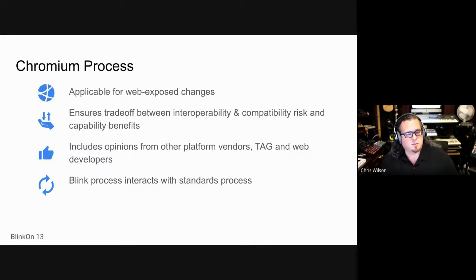And the process that we use in Chromium for all web exposed changes is called the Blink process or the Chromium process, or sometimes the intent process, whatever you call it. Its goal is to enable experimentation, but ensure that we're carefully evaluating the risks and benefits of new features, including opinions from other vendors, the W3C TAG, and web developers, before we make a call as to whether the feature is something we think Chromium should ship by default. Now, that process interacts with open standards processes. It doesn't replace them, but it does run alongside it at the same time.